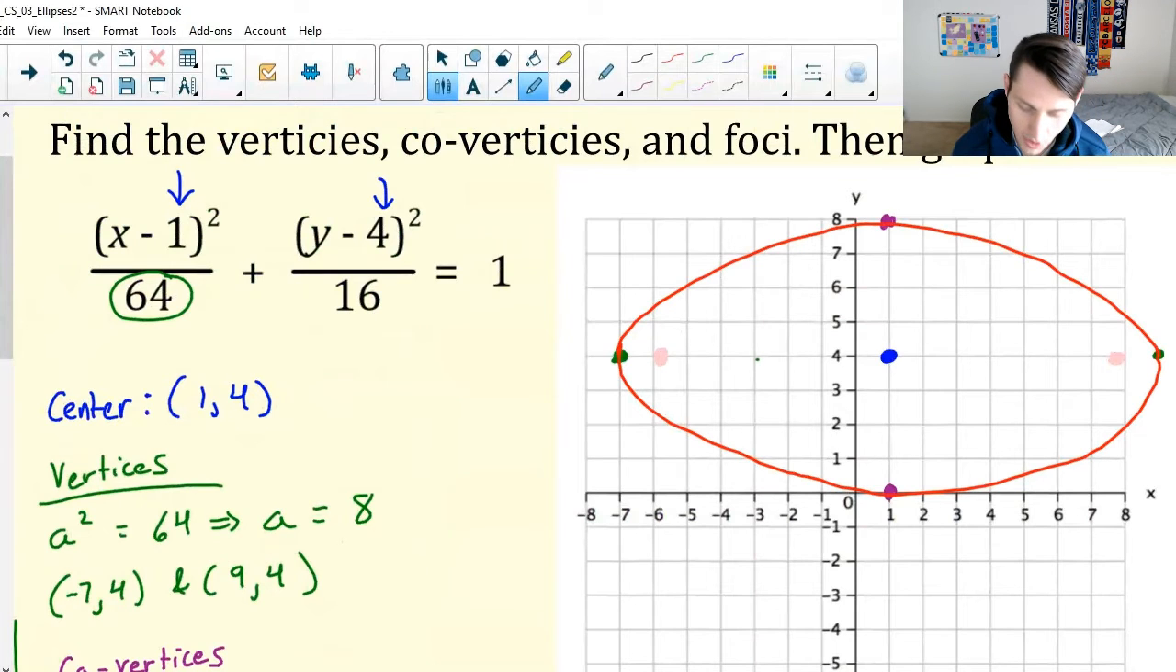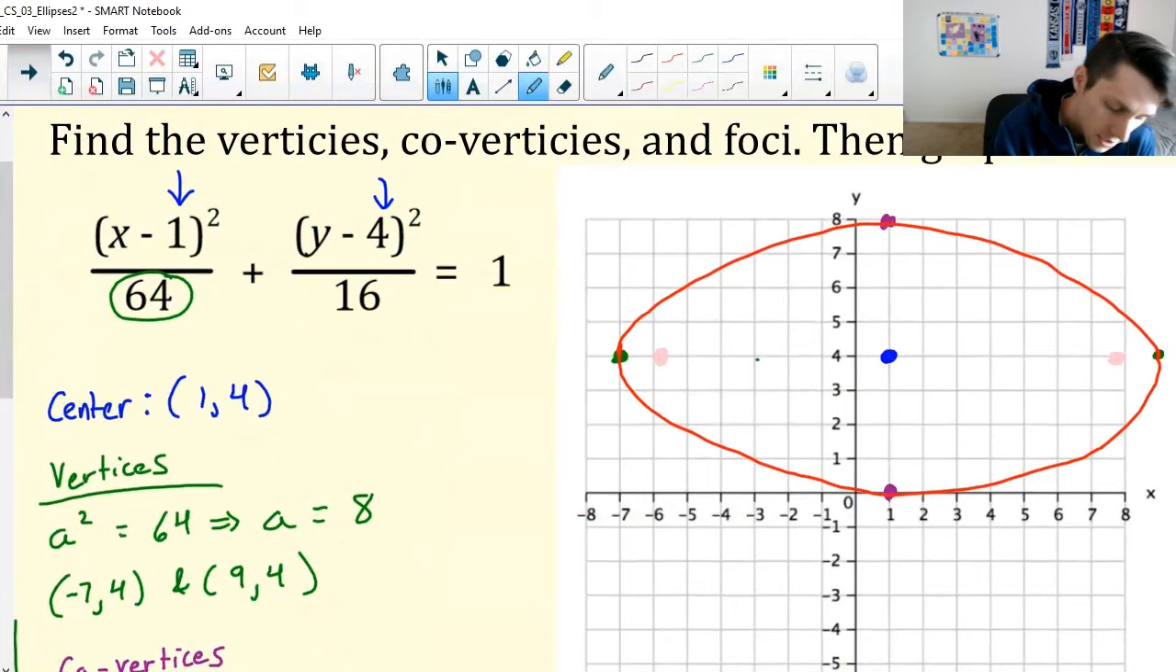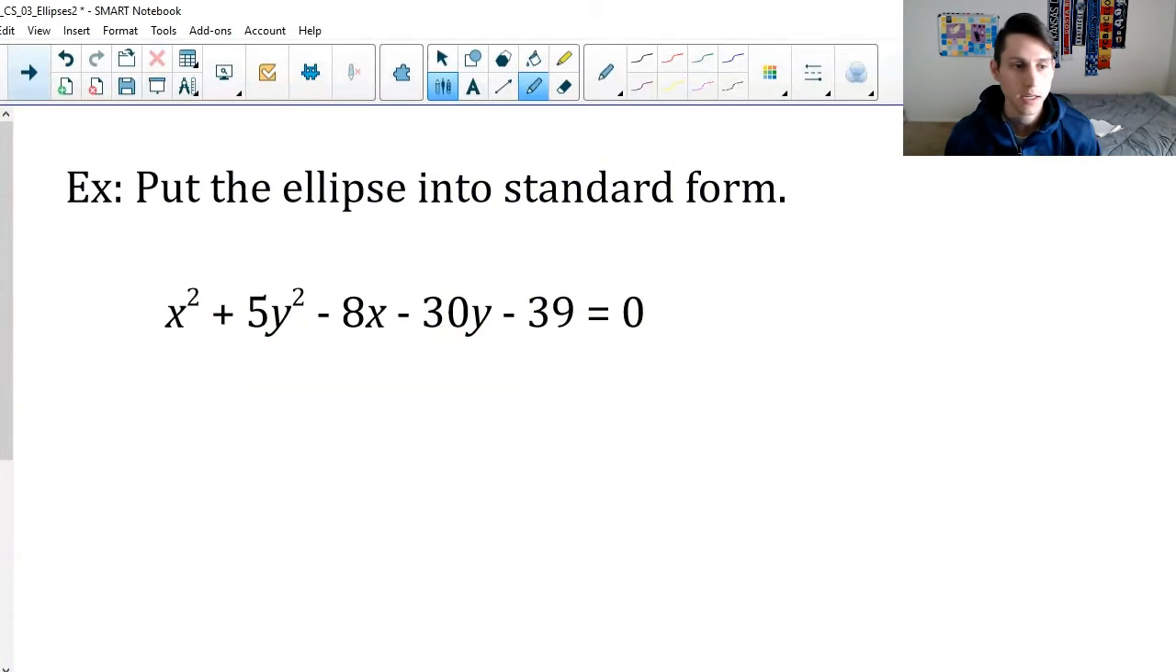Okay. So center, vertices, co-vertices, and foci. All right. So let's finish off our ellipse stuff today. It shouldn't take us too terribly long. At least the actual math talk. But who knows what else we'll rant about.